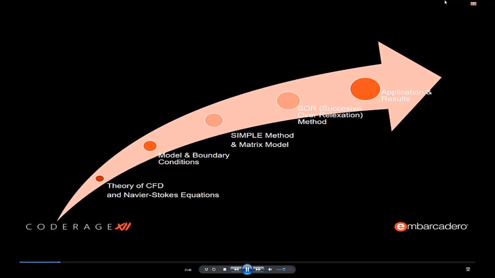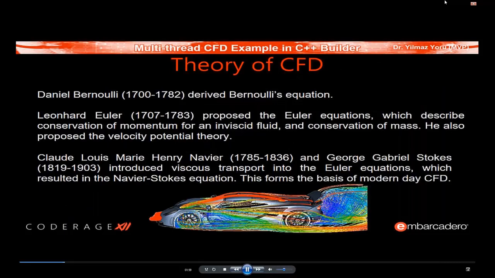The theory of CFD started in the 18th century by Daniel Bernoulli, then Leonhard Euler, and then Claude-Louis Marie Henri Navier and George Gabriel Stokes introduced viscous transport into the Euler equations, which resulted in the Navier-Stokes equation. This forms the basis of modern-day CFD.